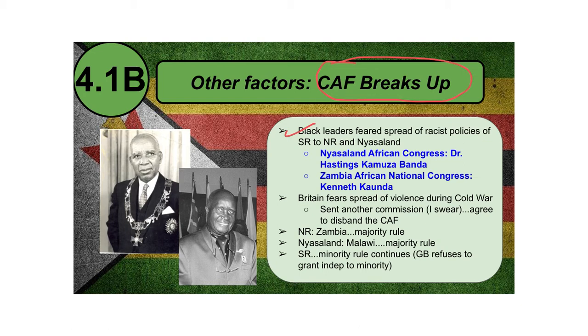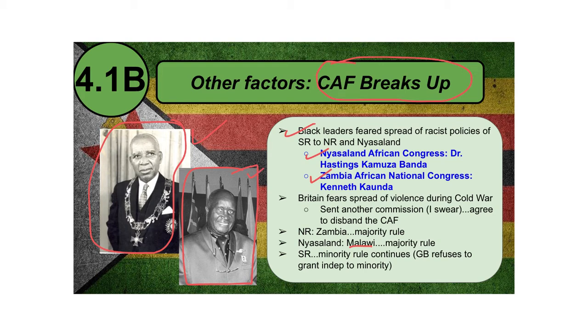And so this is going to give rise to two different groups. One is the Nyasaland African Congress, which is going to be led by Dr. Hastings Kamuzu Banda, photographed here, and he will eventually become the first president of Malawi. You can see that right there. And then the Zambia African National Congress is going to be led by Kenneth Kaunda, pictured here, and he will become the first president of Zambia.